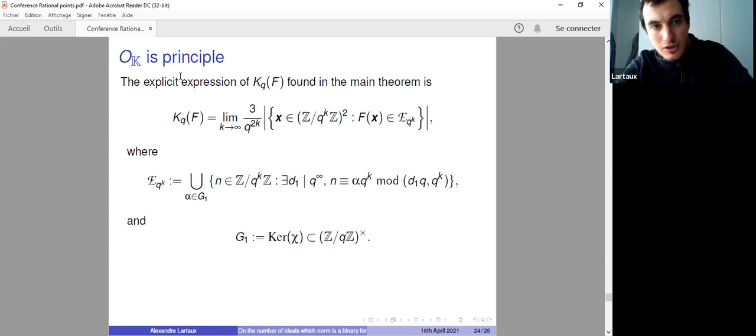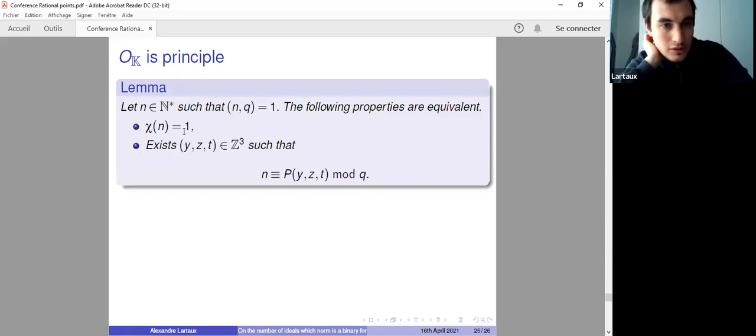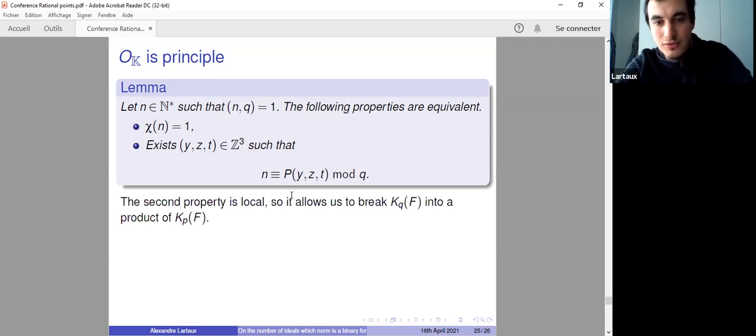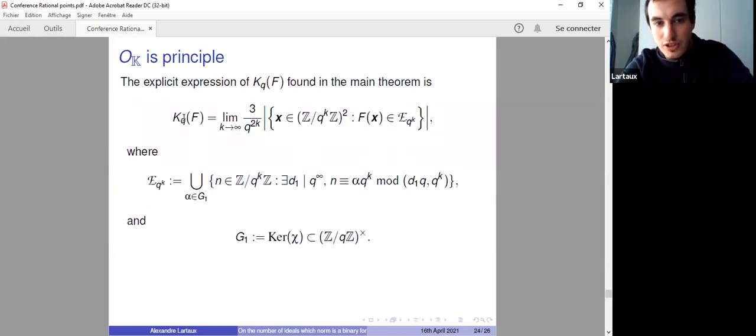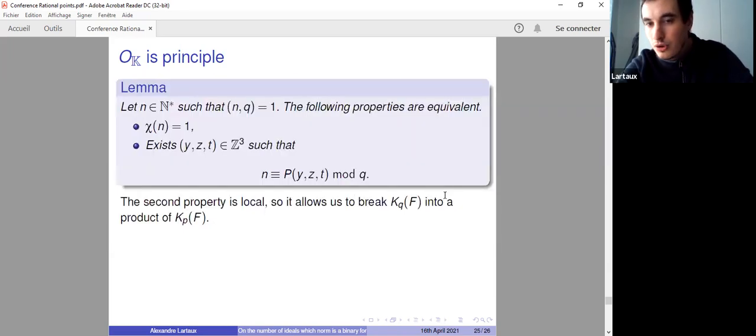And in our case, because OK is principal, we have the following lemma, which says that the following properties are equivalent if n and q are primes: key of n is equal to 1, and there exists a tuple such that n is p of this tuple but q. But the second condition is a local condition. That is to say, we have only to verify this mod p power vp of q for all primes p dividing q. And because this is a local condition, that allows us to break KQ into a product of KP.